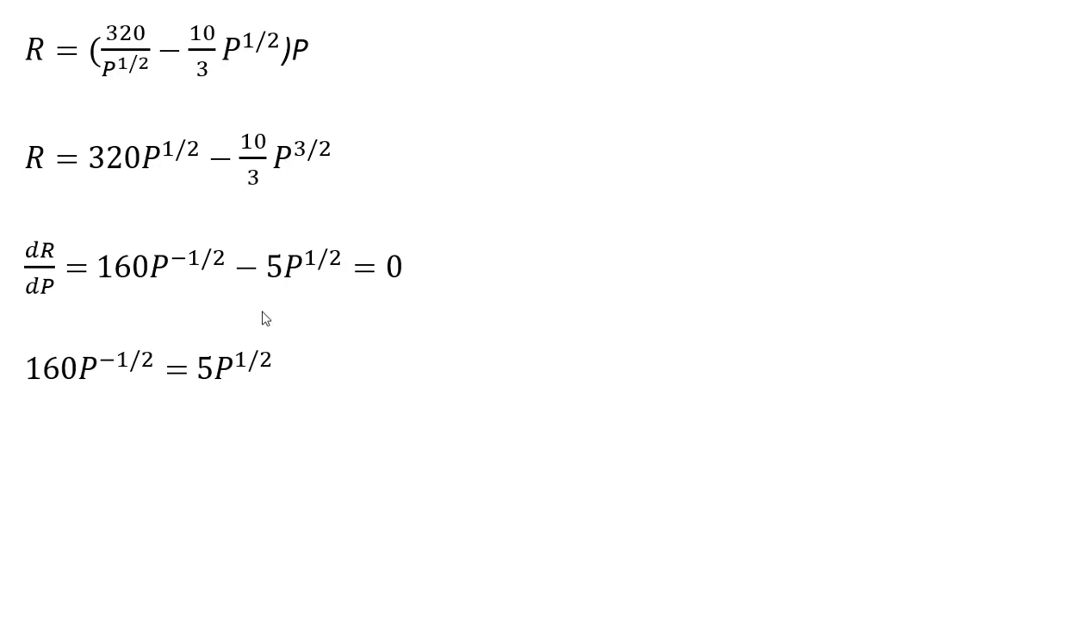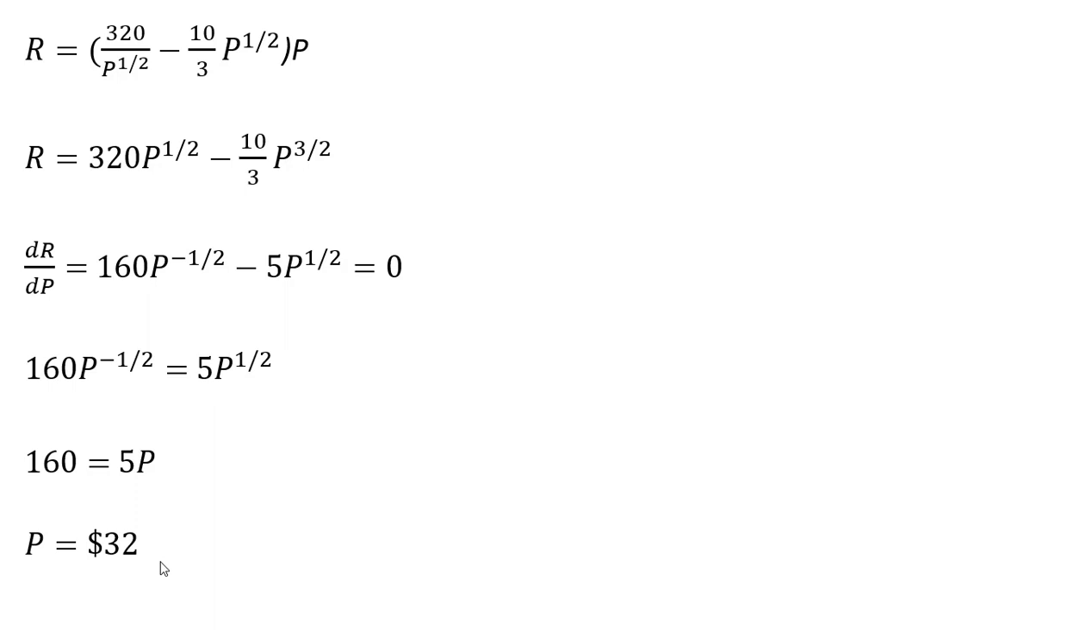So moving some things around, and then here I'm going to divide through by P raised to the minus 1/2 power. We'll get just 160 on the left-hand side, and the right-hand side will just be P. P to the 1/2 divided by P to the minus 1/2 simplifies to P, following the rules of exponents. And now dividing through by 5, we have a price of $32. So the dominant firm will set a price of $32.